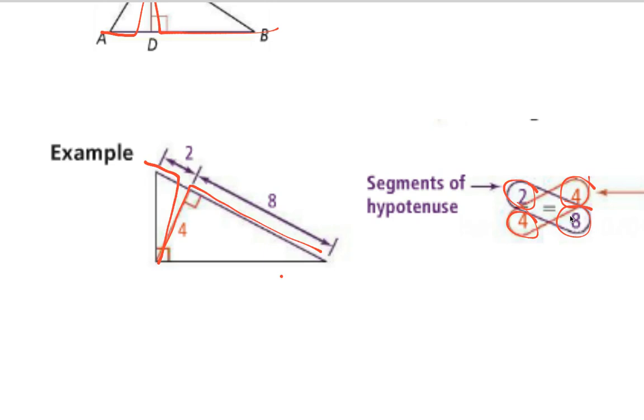So what it's doing is basically this altitude breaks up this hypotenuse based on a geometric mean. So this segment of the hypotenuse over the altitude, and then this altitude over this segment of the hypotenuse. That's what's happening here.